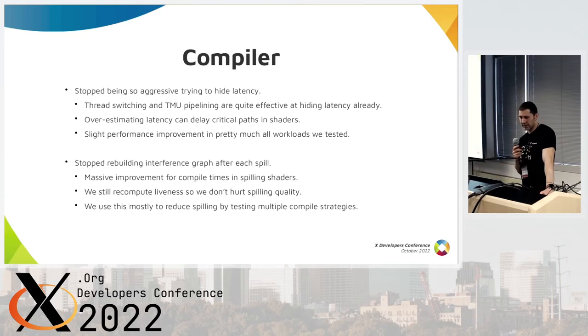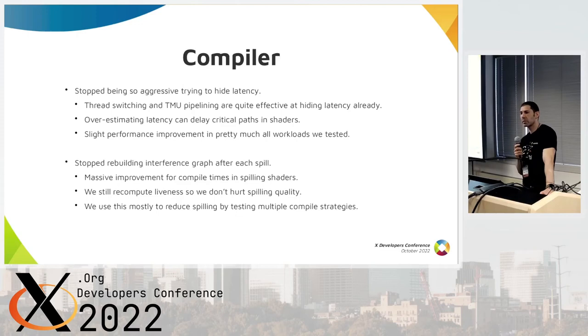What we realized is that we were trying too hard. When you try too hard and overestimate the latency, you are possibly delaying the critical path of your shader and incurring an extra performance penalty because of that. So we had to dial back a little bit. As a result, we observed a small but consistent performance increase across all the workloads that we tested, which is interesting because in the beginning, we never thought we could be running into this.